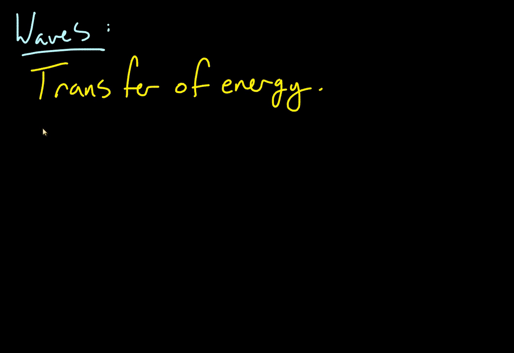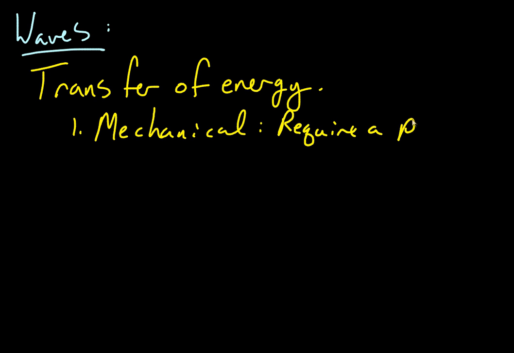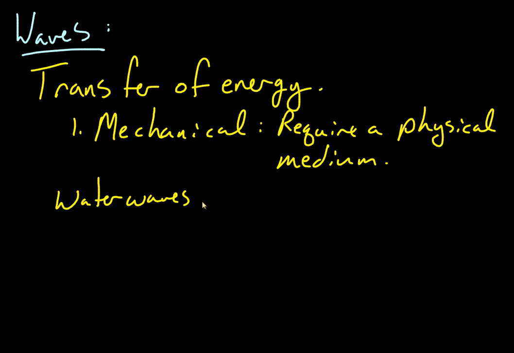Okay, and there's two types of waves that we're gonna be interested in. Type 1, mechanical waves. These are the kind of waves that we're used to. I mean, they're in a medium, right? So they require a physical medium. These would be water waves, for example, or waves in a rope or a string.